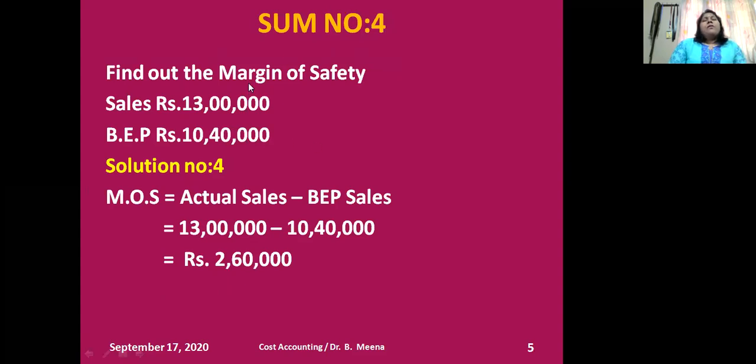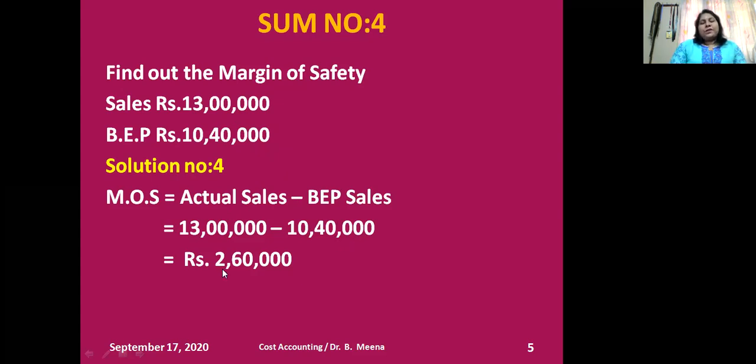The next sum is to find out the margin of safety. Again, the same question, but the information available is different. The sales given is the actual sales, 13 lakhs. BEP sales is 10 lakh 40,000. What do you mean by BEP sales? That is the amount of sales where a firm neither earns profit nor incurs losses. The formula to calculate the margin of safety compares the actual sales and BEP sales.